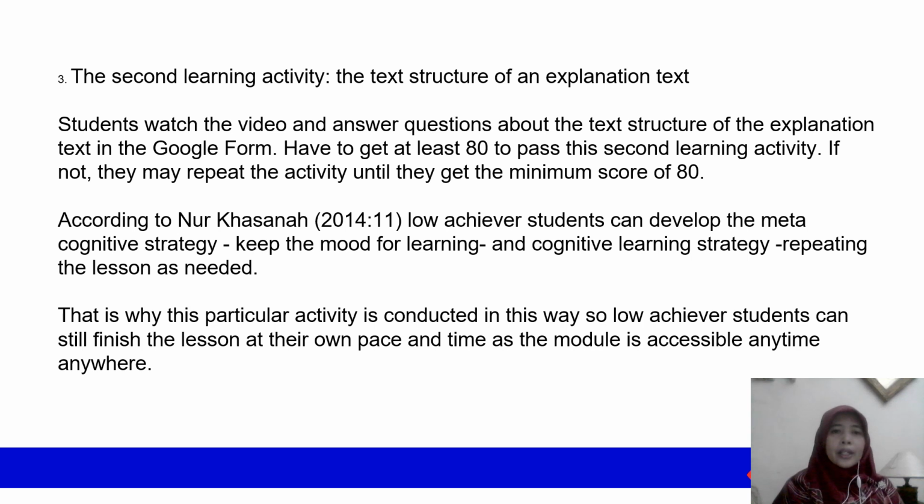The second learning activity is concentrating on the text structure of an explanation text. Students are to watch the video and answer the questions about the text structure of the explanation, and then they have to get at least 80 to pass the second learning activity. If not, they may repeat until they get the minimum 80.